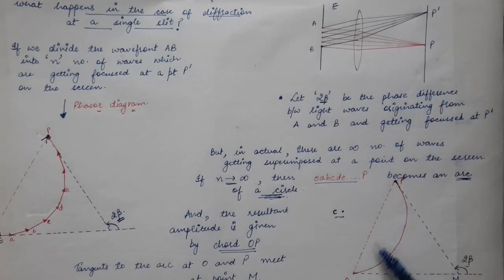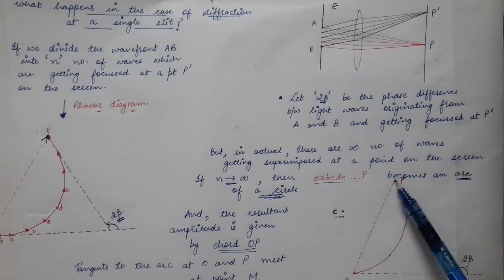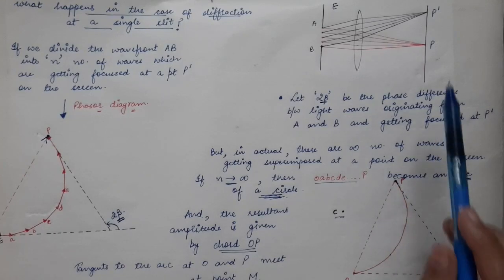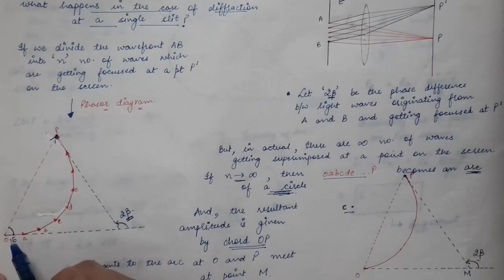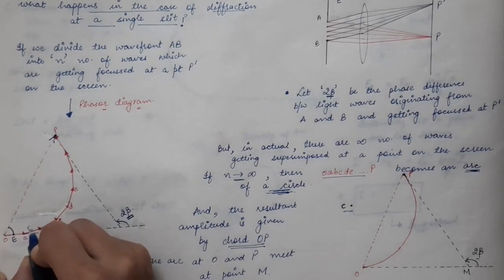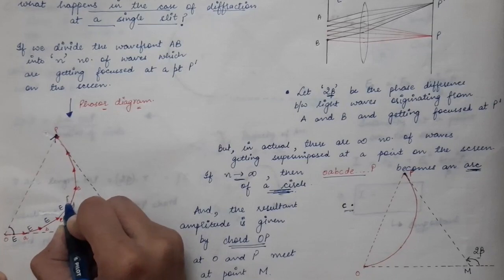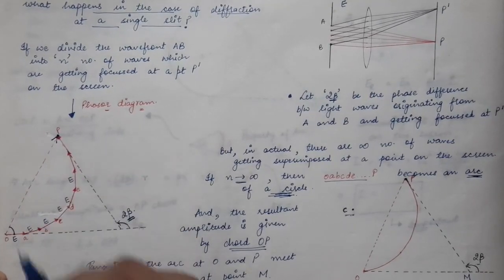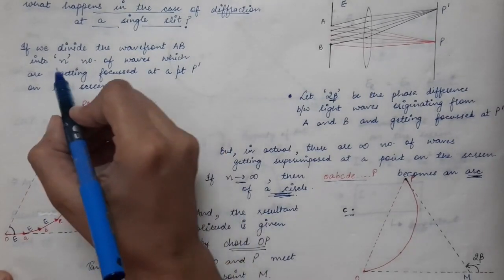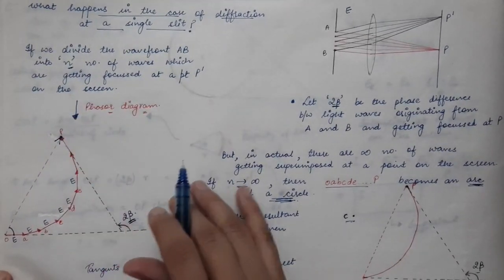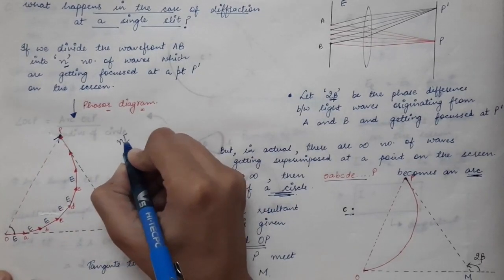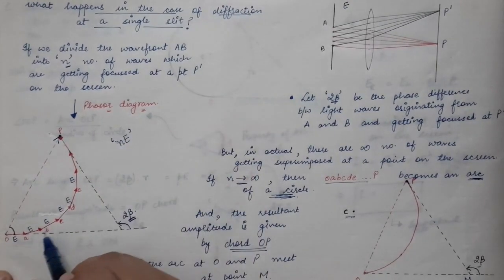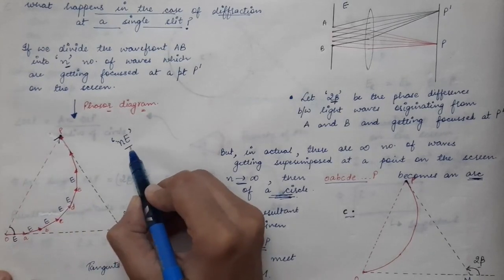First of all, we will find this length OP, and the square of this OP length will give us the intensity at the P prime point. One more thing over here: if you are assuming the amplitude of each wave is E, then the length of each vector will be equal to E. So the length of every vector will be equal to capital E, and if you are assuming there are n such vectors, then the length of the arc will be equal to n times E. So this curved portion will have a length of n times E.